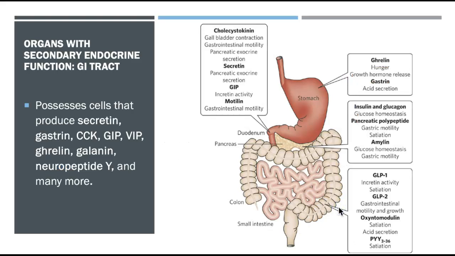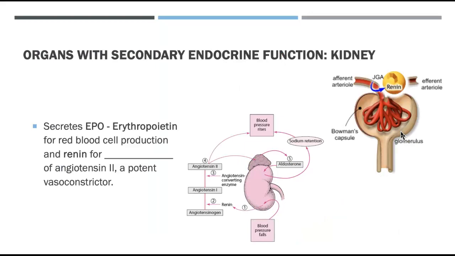Next, we have our GI tract. Here we are going to possess some cells that are deep within the gastric pits in the stomach and also within the pits of our intestines that are going to produce secretin, gastrin, CCK, GIP, VIP, ghrelin, galanin, neuropeptide Y, and many more. You can see some of those listed along in this figure with their functioning. Another organ would be the kidney that is going to secrete a hormone we've already learned about, which is EPO or erythropoietin. This is for red blood cell production, and for renin to activate angiotensin II, which is a potent vasoconstrictor, which will cause an increase in blood pressure.